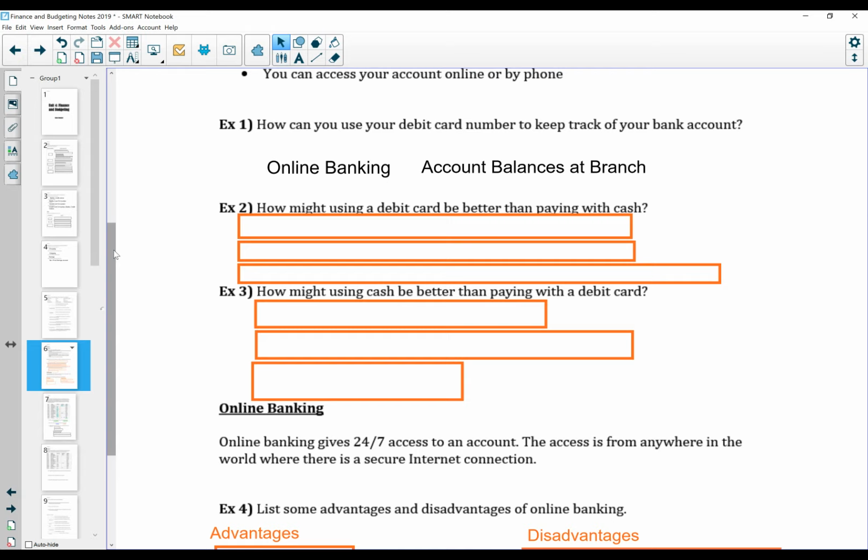Example 2, how might using a debit card be better than paying with cash? So instead of using cash, using a debit card, how is that better? Well, there's a number of things we can talk about. The first one, concerns about having large sums of cash on you. Sometimes it's not great if you need to pay for something that costs $1,500 to bring $1,500 of cash on you. Although your debit card will have a limit on how much it can actually charge at any one time.